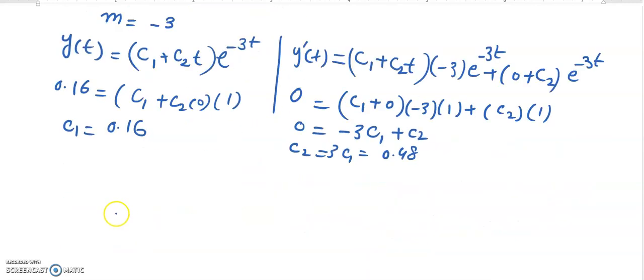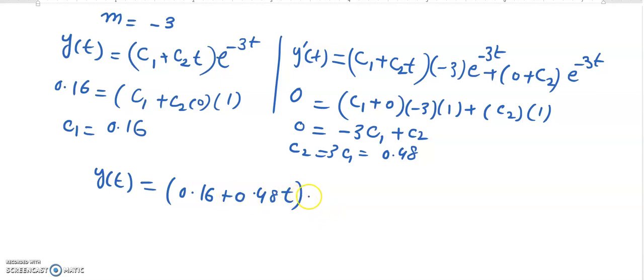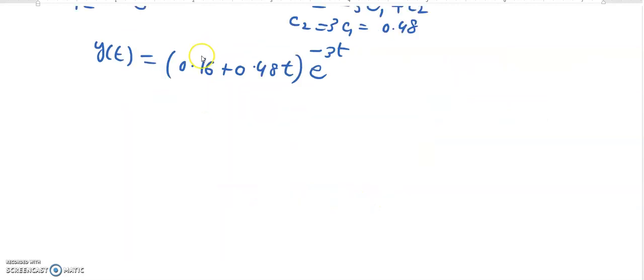So in this case what I get is the solution y of t is equal to 0.16 plus 0.48 t into e power minus 3t. Okay, so one thing I want to mention is that you can also plot the curves using Mathematica to see how the solution is showing any trends.